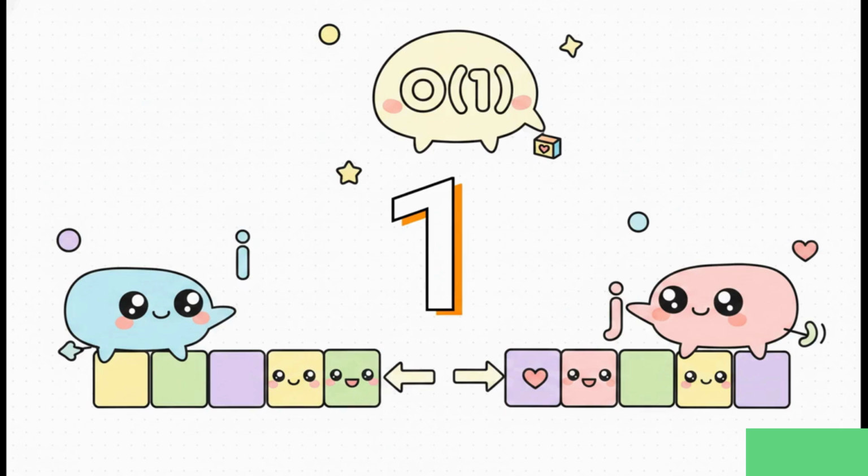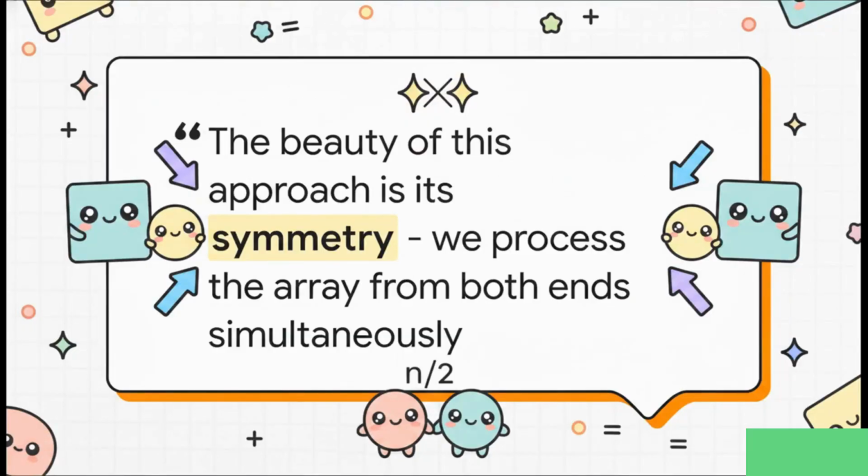And that is regardless of how massive the array is. It's an absolute game changer for computational efficiency. AlgoMonster's deep dive on this sums it up perfectly. They say, the beauty of this approach is its symmetry. We process the array from both ends simultaneously, completing the reversal in exactly n over 2 swaps. You see that mathematical symmetry right there? That is exactly what elevates this from a beginner's script to a true pro-level technique.